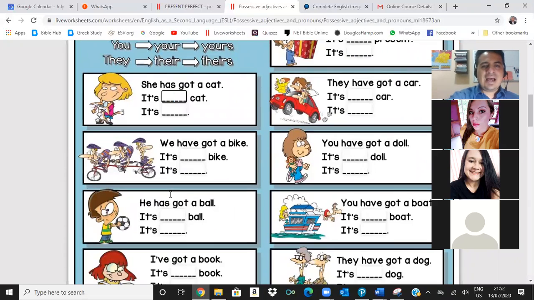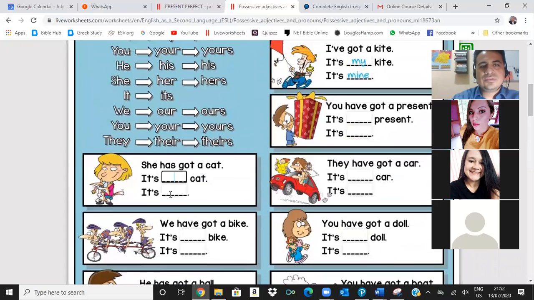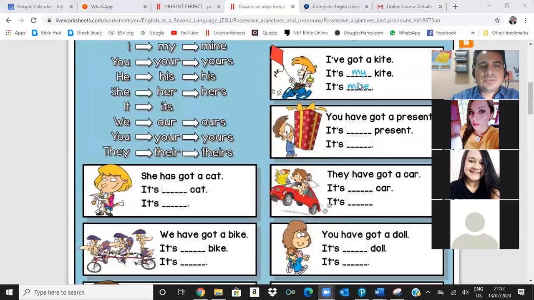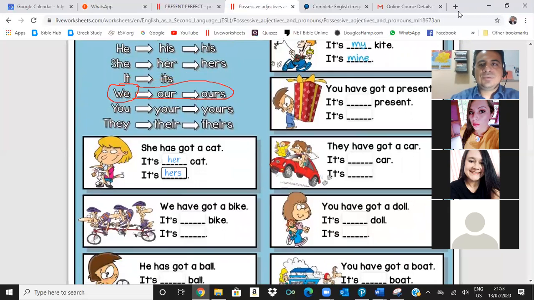She has got a cat. It's, ¿cuál uso? Aquí está el cuadro, she. Here. Okay, y después voy a usar estos. Okay, porque estoy hablando she. So, la misma, ahí me da cómo voy a iniciar. She has got a cat. It's her cat. It's hers. Okay, very good. Let's continue. Who can help me with number two?